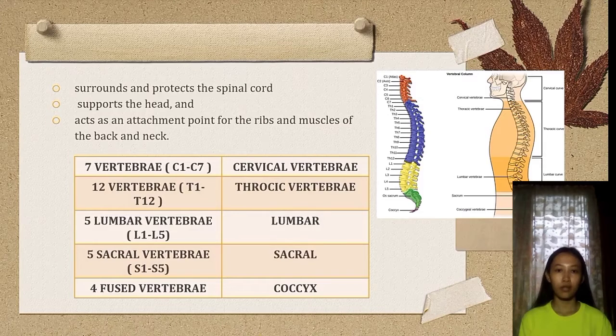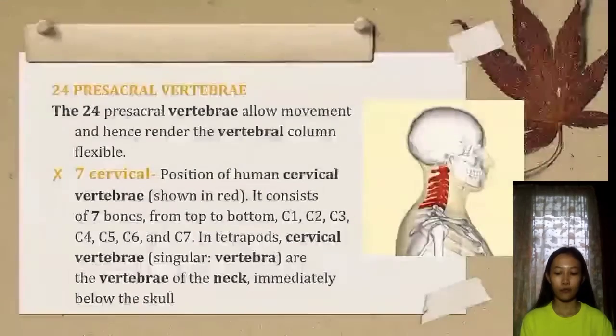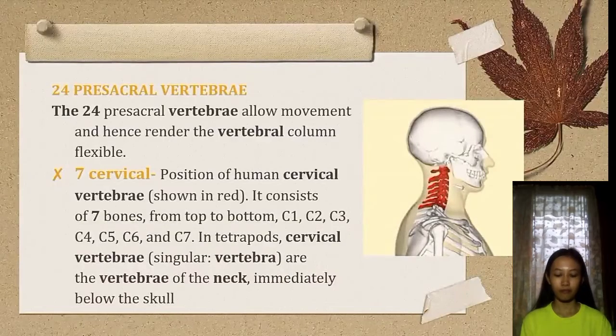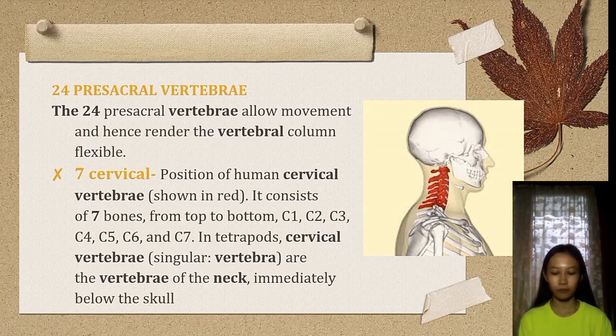The vertebrae are divided into groups. There are 7 cervical vertebrae, 12 thoracic vertebrae, 5 lumbar vertebrae, 5 sacral vertebrae, and 4 fused vertebrae. The vertebrae are numbered and divided into regions. The first one is the cervical. The 7 cervical vertebrae are numbered from top to bottom, C1 to C7. The cervical vertebrae are found in the neck as shown in the picture.